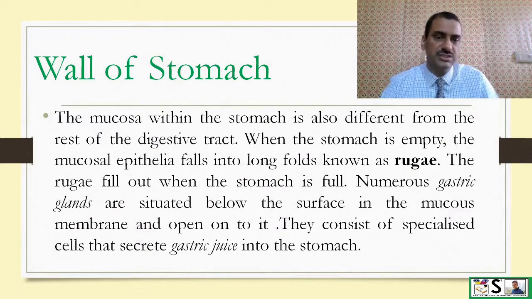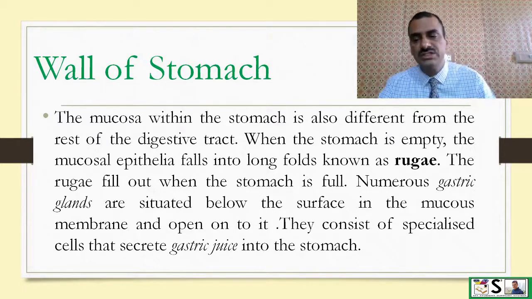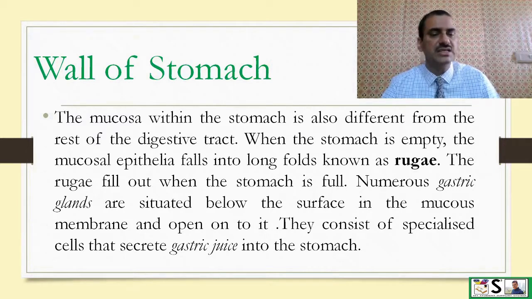The mucosa within the stomach is also different from the rest of the digestive tract. When the stomach is empty, the mucosal epithelia fall into long folds known as rugae or ruga. These rugae fill out or become smooth when the stomach is full. Numerous gastric glands are situated below the surface of the mucosa and they open on the mucosa. They consist of specialized cells that secrete gastric juice into the stomach.